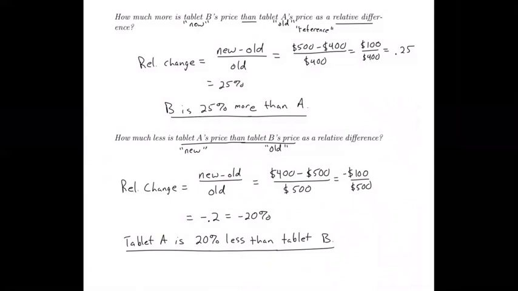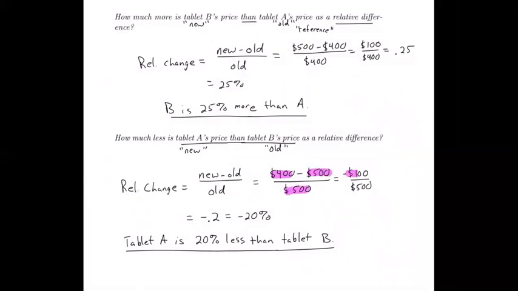So in this case, tablet A's price is being compared to tablet B's price, or A is before the word "than," and B is after the word "than." So we put old after "than" and new before. We want to mark it that way. B is the reference value in this case. So new minus old over old, this formula here. A being the new price, B being the reference or the old value.